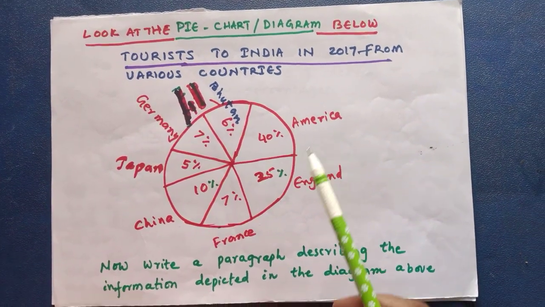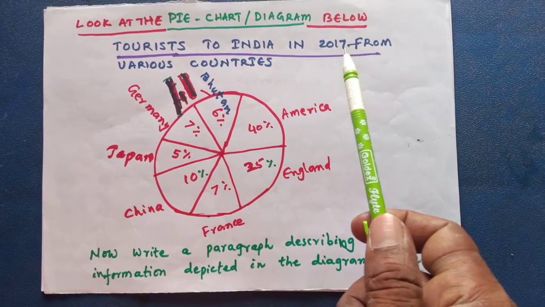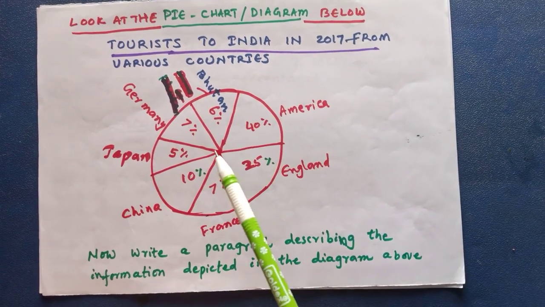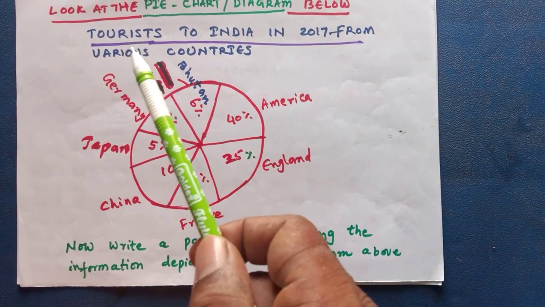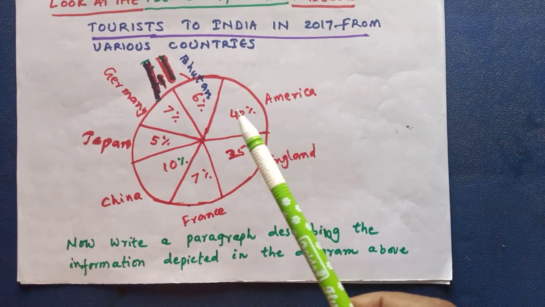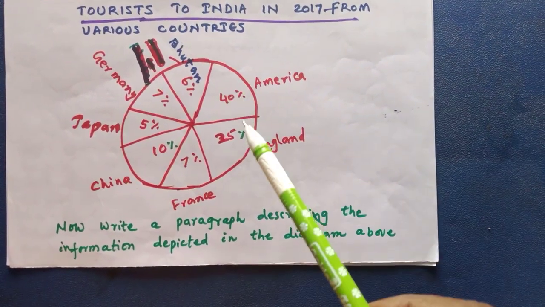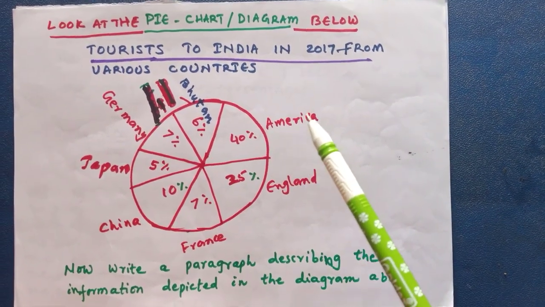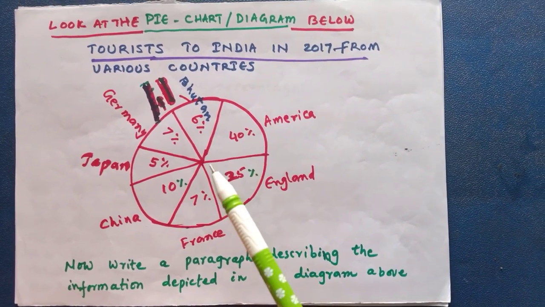Let us take another example. This is the model of the question: Tourists to India in 2017 from various countries. These values are not real values, just taken for example. So the heading is Tourists to India in 2017 from various countries, and these are the different sectors, these are the topics, and these are the values. These things first are to be sensitized to the students. Now we can write a paragraph describing this pie diagram.